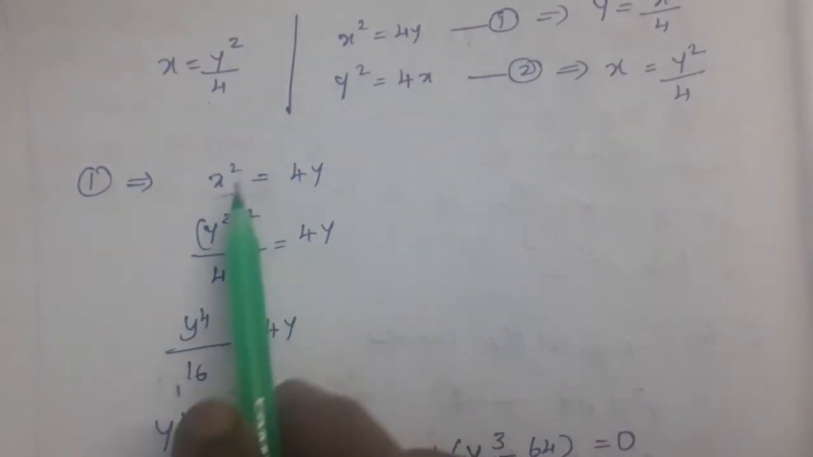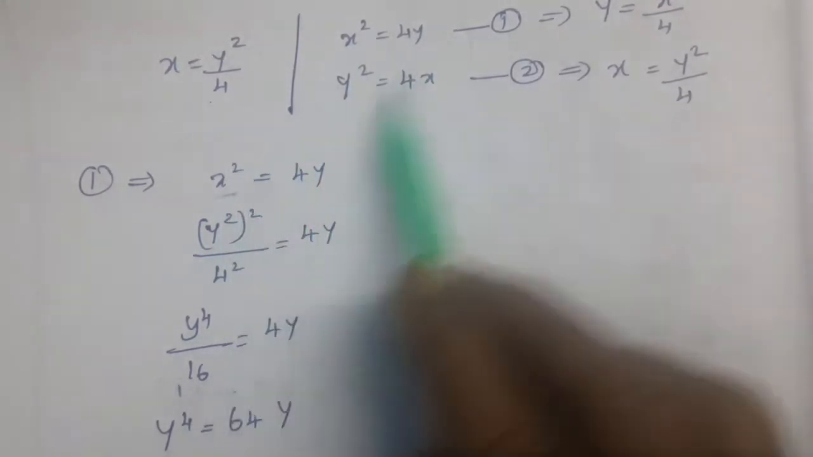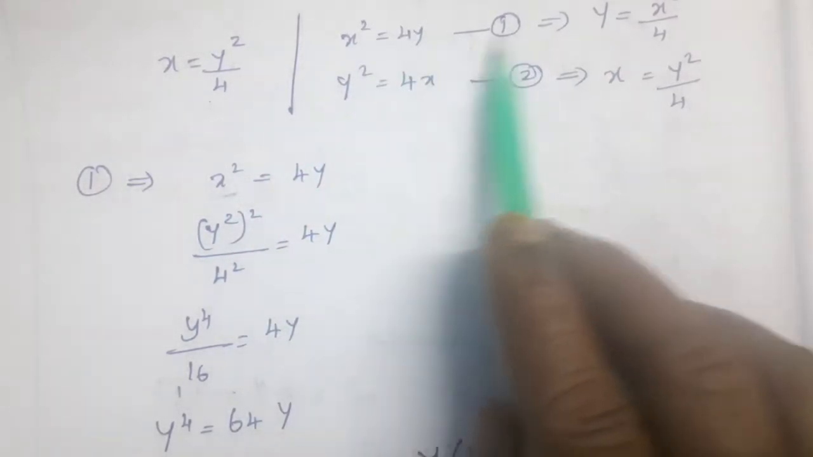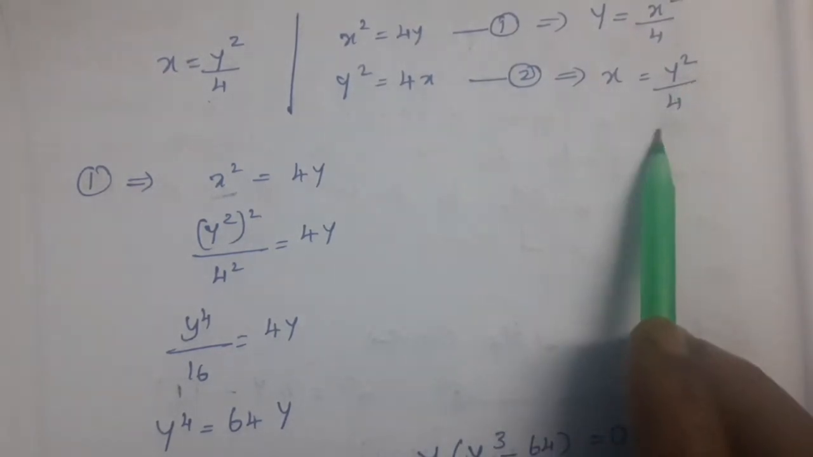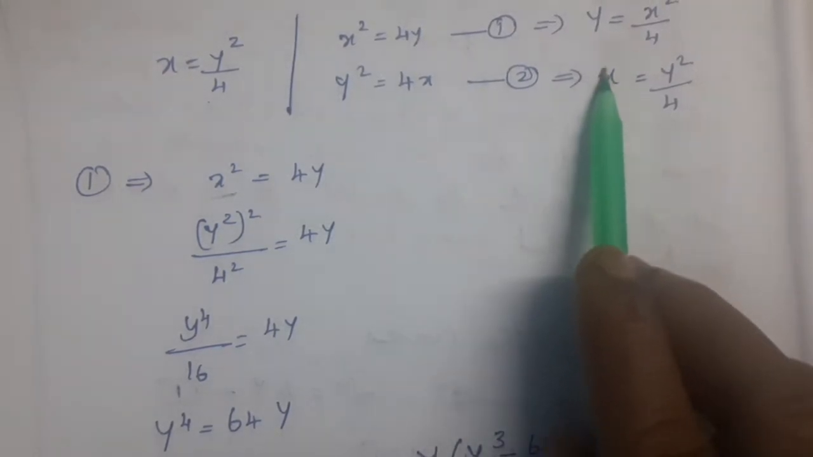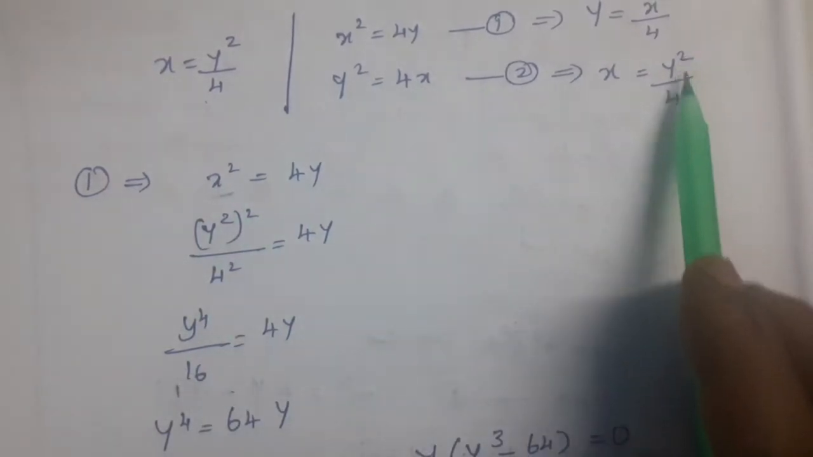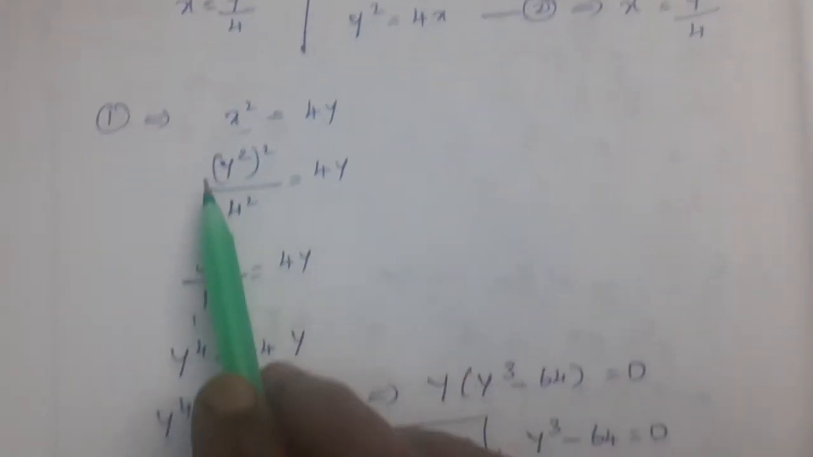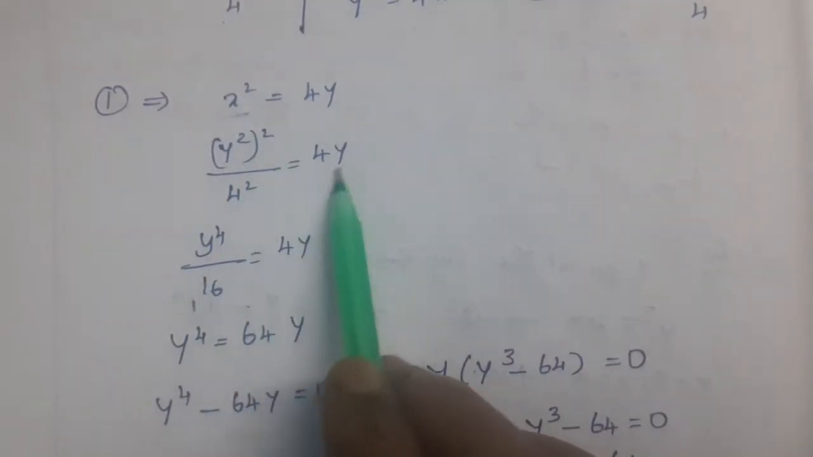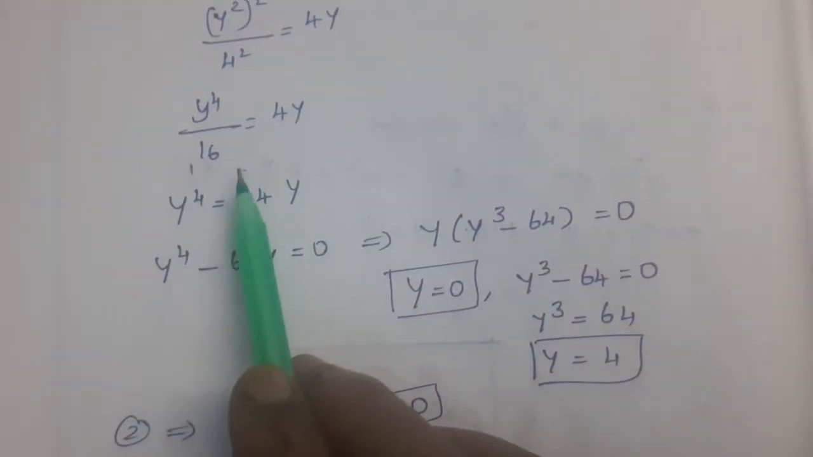Substitute. The first equation becomes x square equal to 4y. Instead of x we substitute the value from the second equation, x equal to y square by 4. So replace x by y square by 4. Then y square, the whole square, by 4 square, equals 4y. I make the equation in terms of y, with all the terms in terms of y.